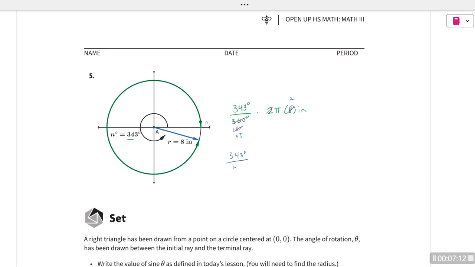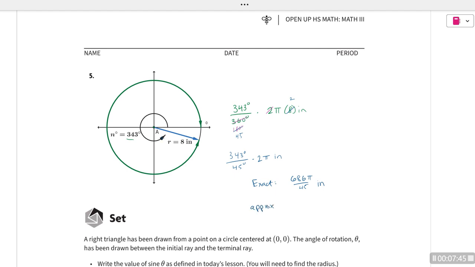343 degrees out of 45 degrees times, and we're left with just 2 pi inches. Sorry, I forgot my pi. Since those don't divide nicely, our exact answer would be 686, that's double 343 pi over 45 inches.